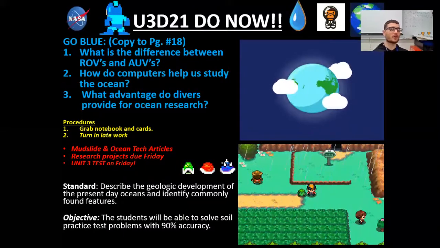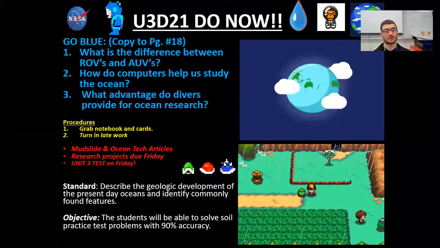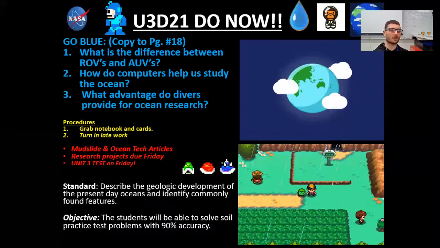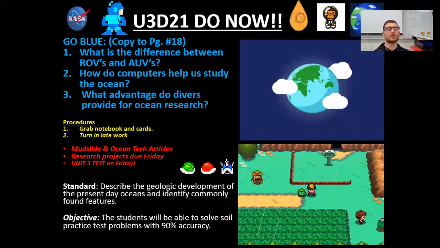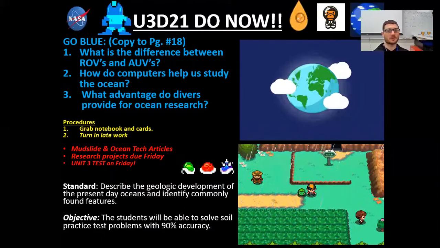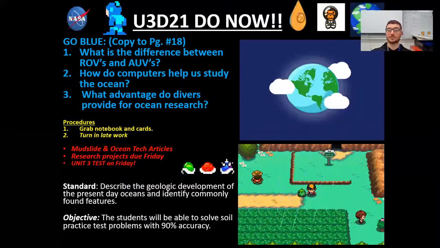For our Go Blue today, we'll go to page 18. If you have space on 17, you can use page 17. It's up to you. Number one, what is the difference between ROVs and AUVs? Number two, how do computers help us study the ocean? And then number three, what advantage do divers provide for ocean research?